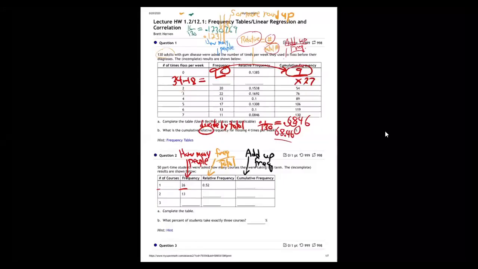Okay, so here on number 2, we're looking at what they're saying. 50 part-time students were asked how many courses they were taking. 26 students are taking 1 course, and that relative frequency is 0.52. Again, remember the frequency column is how many. The relative frequency is the frequency divided by the total, and the cumulative means add them up. That's what cumulative means. Okay, so what is this answer going to be right here?